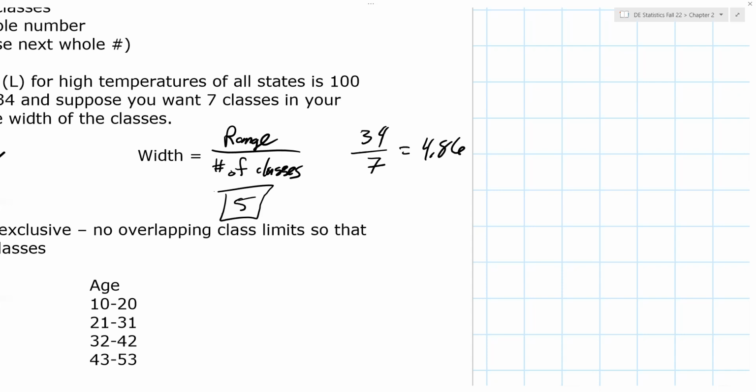But even if we had gotten 4.001, we would still round that up to 5. Always round up, no matter what that number is, round it up to that next closest number.